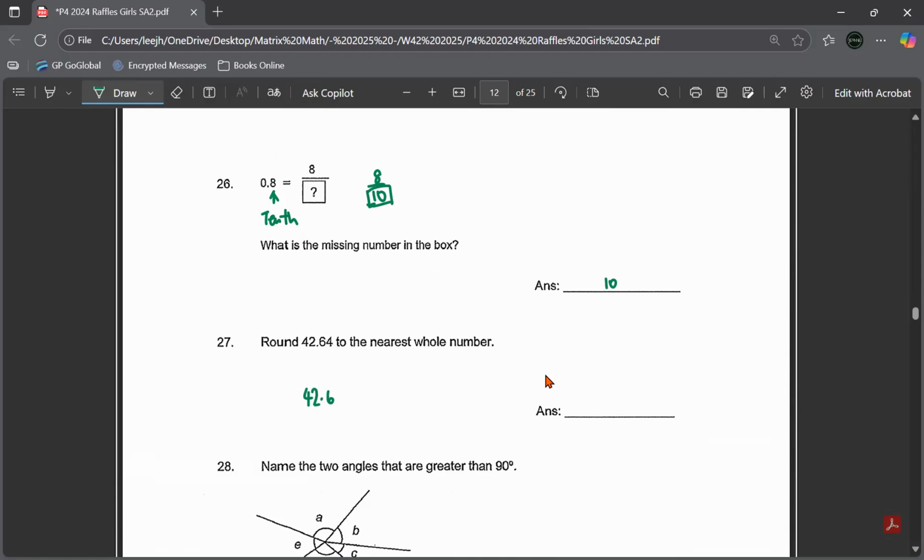Question 27. Round 42.64 to the nearest whole number. So if you want to round to the nearest whole number, it's either 42 or 43. So I look at the number in the tenths place. It will depend on this, whether it asks me to round up or remain. 6 is more than 5, which means I can round up. Sorry, 2 ones up to 3 ones. So it's not going to remain at 42. It will go to 43.